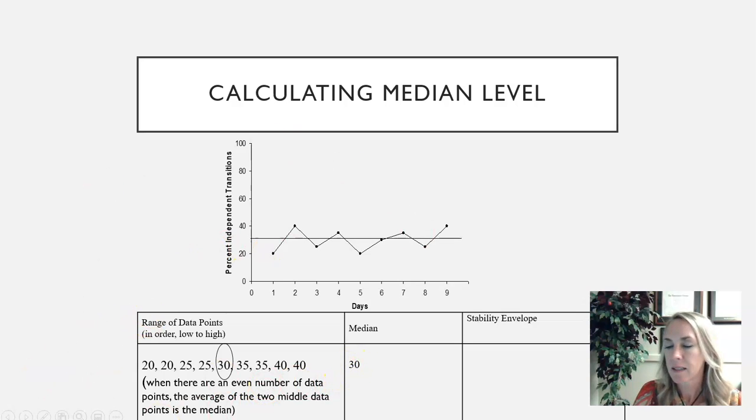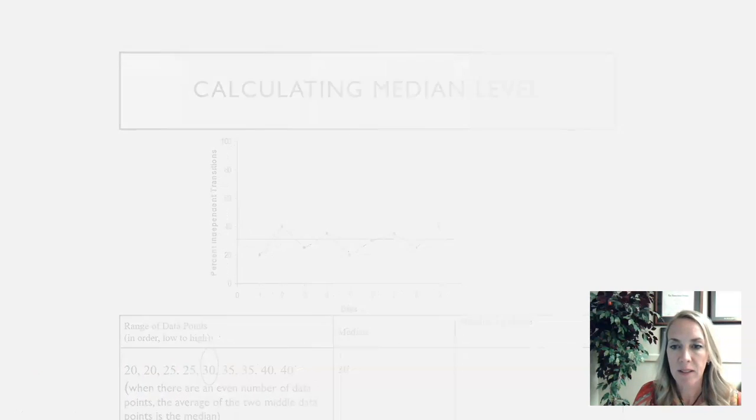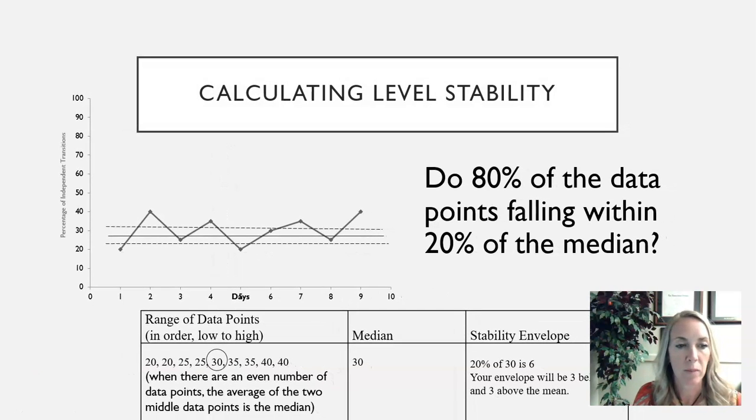So we need to get a stability envelope by determining if 80% of the points fall within 20% of the median. So if our median is 30, 20% of that would be 6. So it would be somewhere probably, well, it could be 27 to 33, but maybe 25 to 35, depending on what the possible point values could be. It looks like in this case, they're all in 10-point increments, so it makes it a little difficult, but we want to see what percentage of the data points fall within this range.